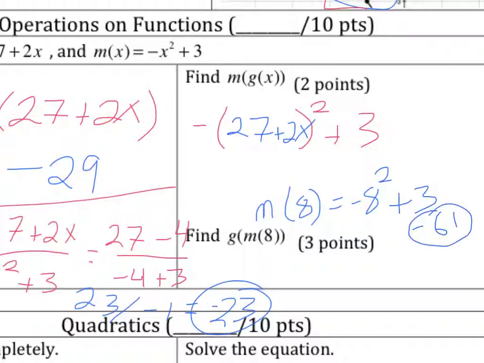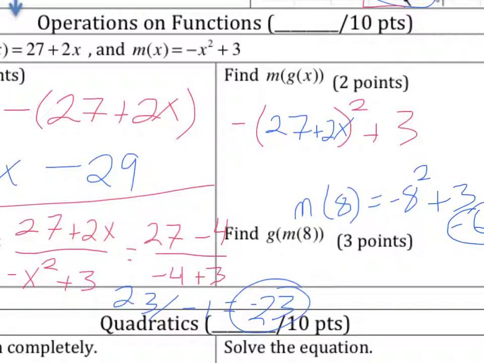We're going to take that and plug it into g. G is 27 plus 2x, so 27 plus 2 times negative 61. 2 times negative 61 is negative 122. 27 minus 122 is going to be negative 95.